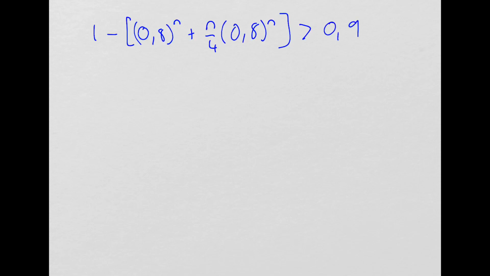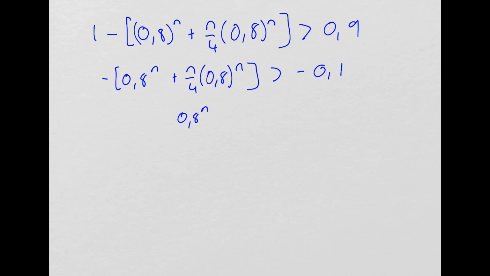From here, it's a little bit more simple to solve, so we're going to have negative 0,8 to the n plus n over 4 times 0,8 to the power of n greater than 0,9 minus 1, which is negative 0,1. Divide by the negative on both sides, so we get 0,8 to the n plus n over 4 times 0,8 to the n. Change the direction of the inequality and get 0,1 on the right hand side.